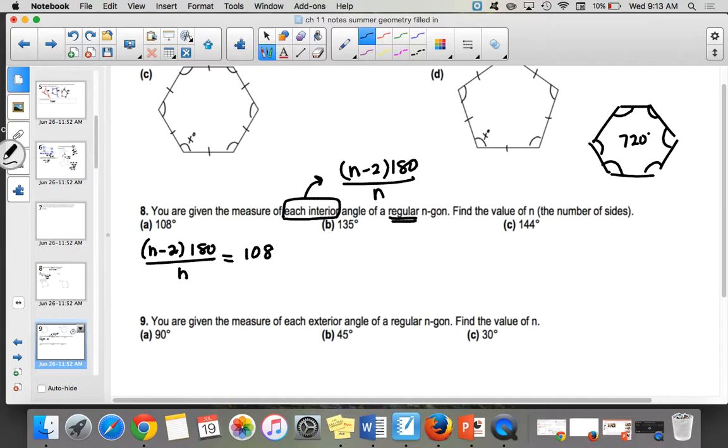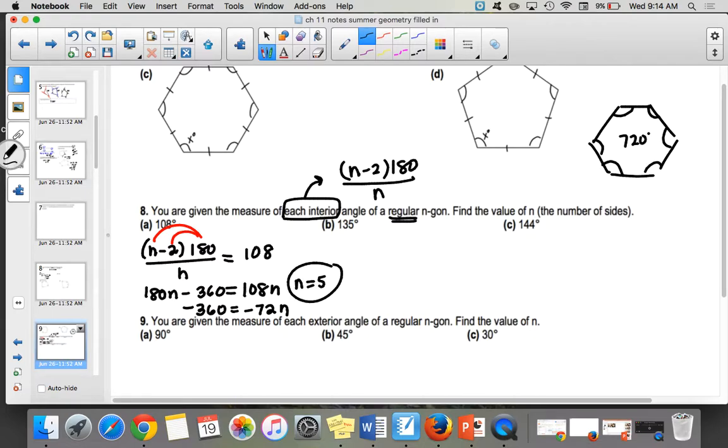Okay, so we multiply the n over, so I get 108n. And I could multiply the 180n. Let's go ahead and do that. So I get 180n minus 360, right, distributing this. And I can solve it out. So if I subtract the 180n over, I get negative 360 equals negative 72n. So when I divide 360 by 72, I believe I get 5, right? So I get n equals 5. So that means there would be 5 sides.